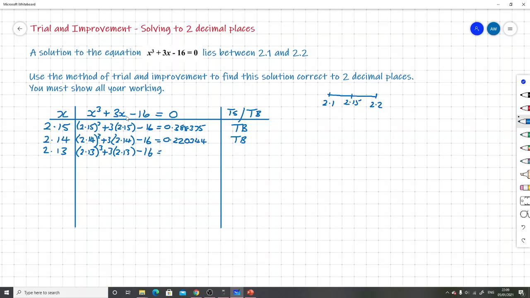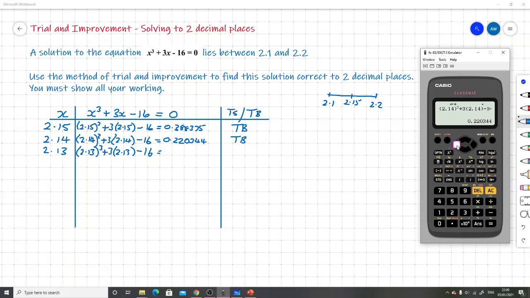Okay, so we replaced x with the value we're trying for x. Again, back to the calculator, go back, change the 2.14 to 2.13. Okay, nearly there. Press equals: 0.053597.